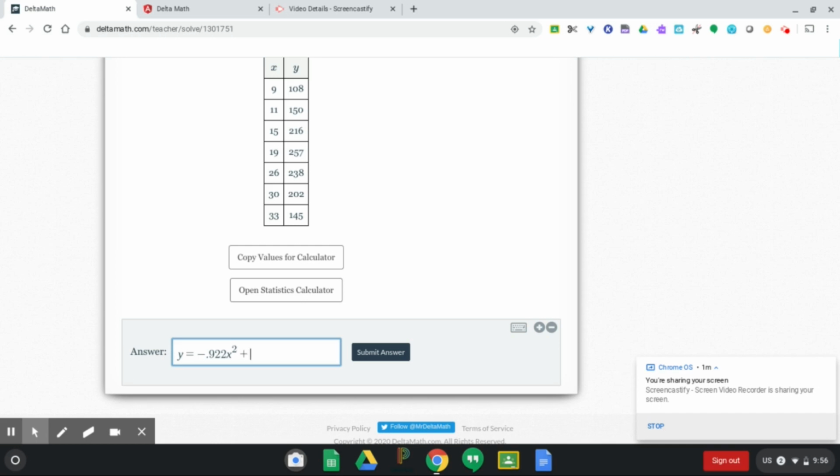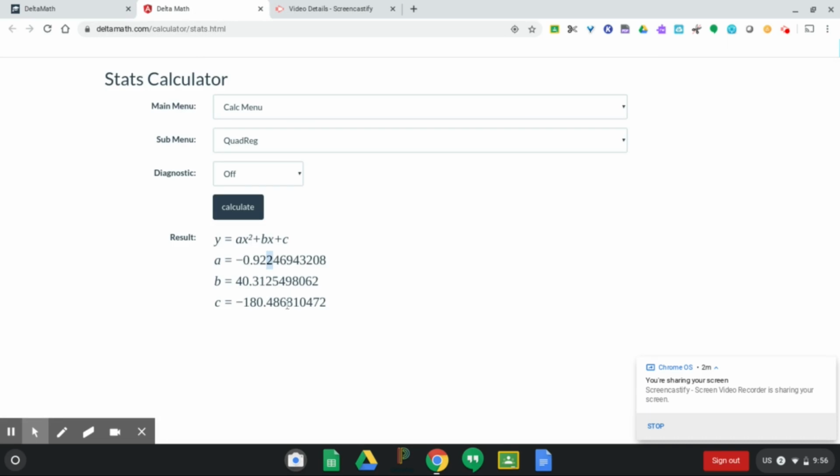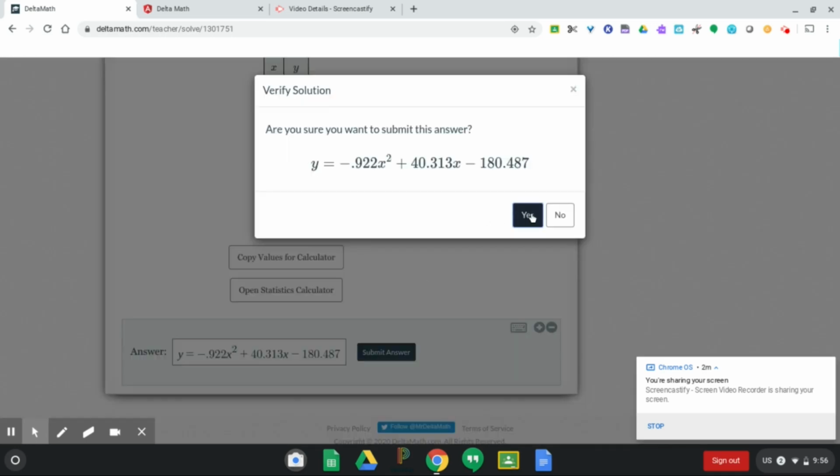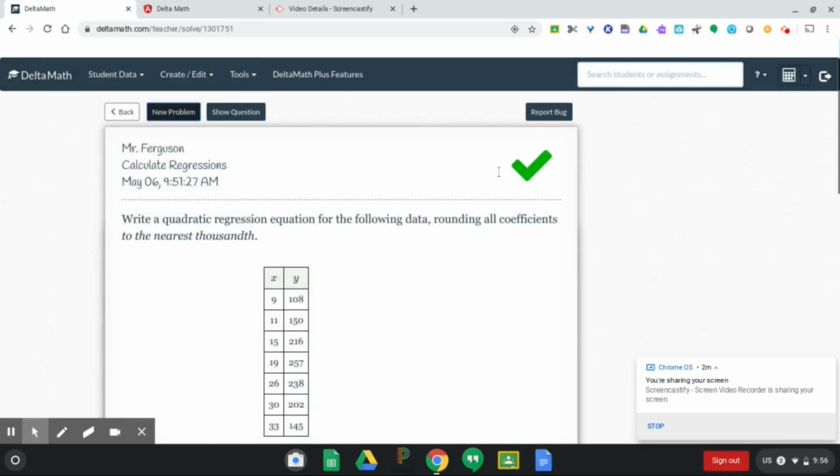Plus, now B is 40.3125. The 5 does bump that up. X. And then again, C, I could do plus negative, or I could do minus 180 point. Does the 8, so the 6 is in the thousands, does the 8 bump it up? It does. So this is negative 180.487. Okay, so again, y equals ax squared plus bx plus c. I hit submit answer. Yes, and I got it right.